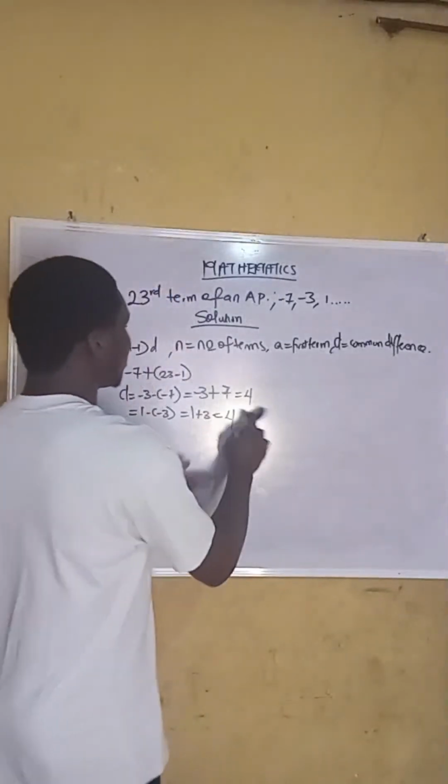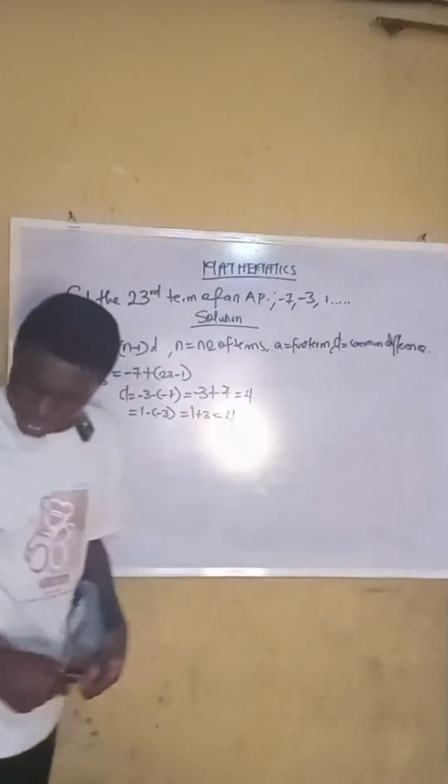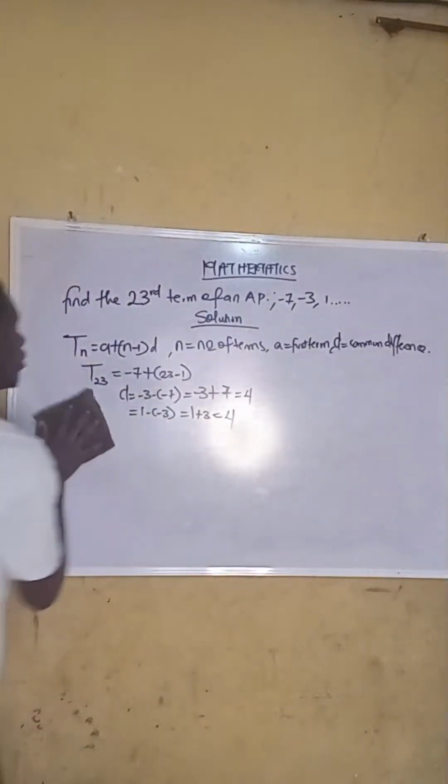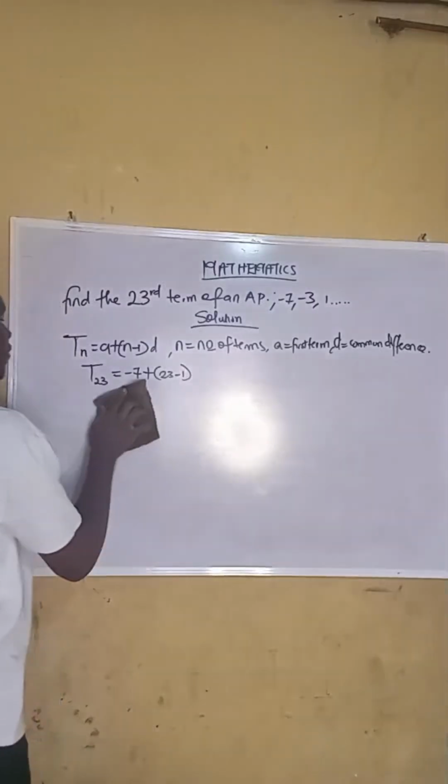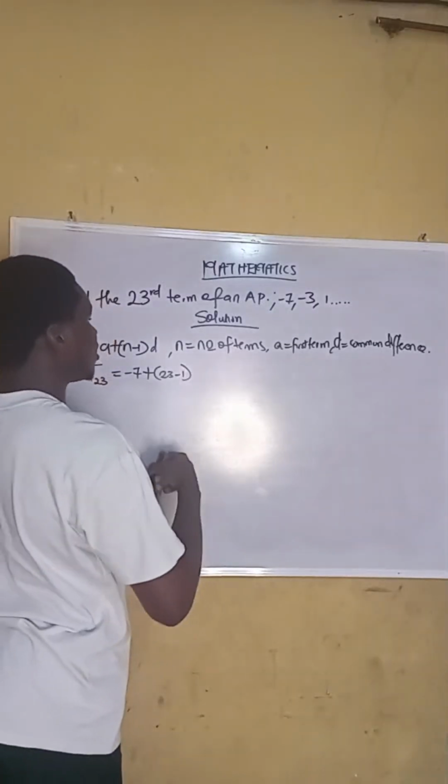So now moving on, as you can see, they are both the same. So that confirms our claim. So we are going to have d. d is positive 4, right?